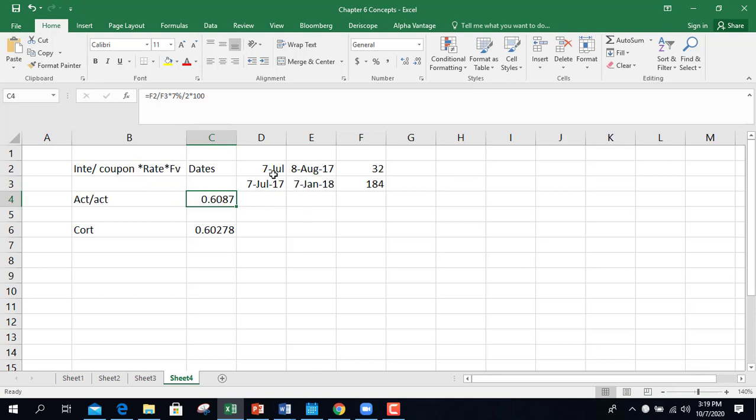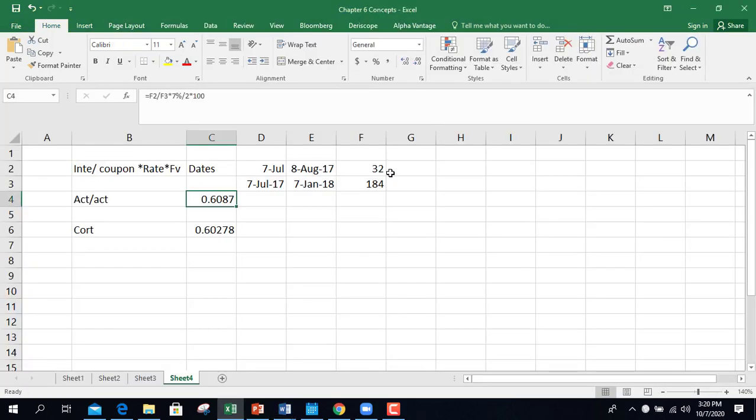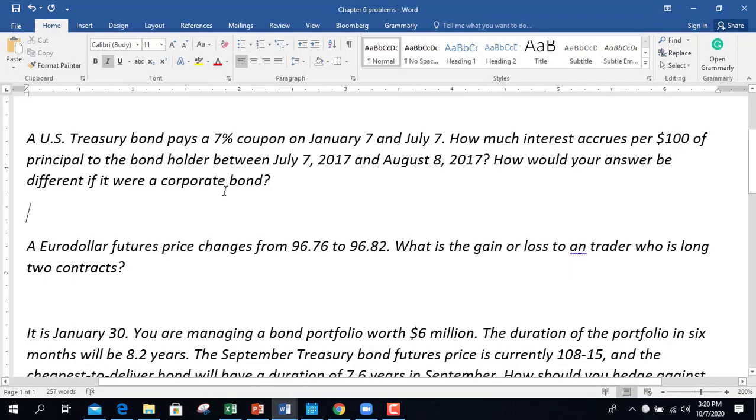How to calculate the number of days? Note down the number of days for the interest period. It is 7th July to August 8th. That was given to you, and that is 32 days. I use the days formula. And then the overall period: July 7th, the coupon is going to be paid.